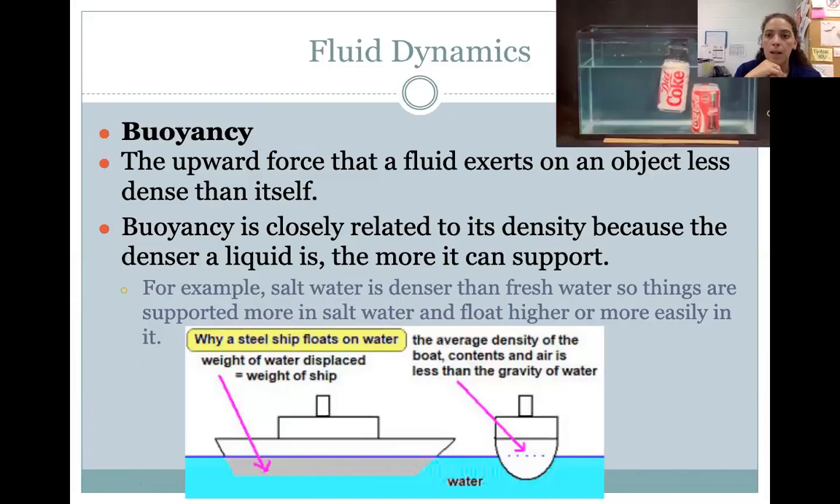So on to some buoyancy. These unique properties, especially density, play a role in when objects are buoyant on a body of water. Our definition of buoyancy is it's an upward force that a fluid, in this case water, exerts on an object less dense than itself. It's closely related to density because the denser a liquid is, the more it can support. Buoyancy is very important for boats and things being able to float.